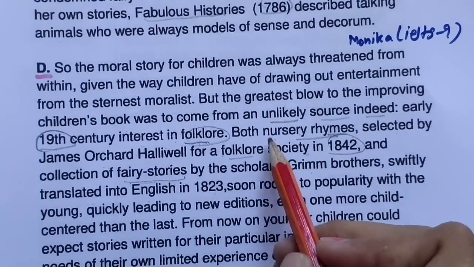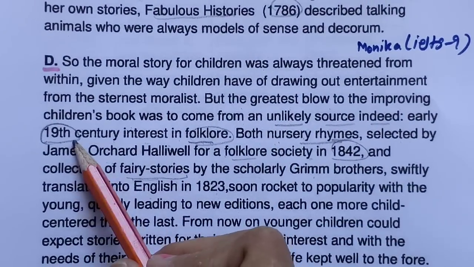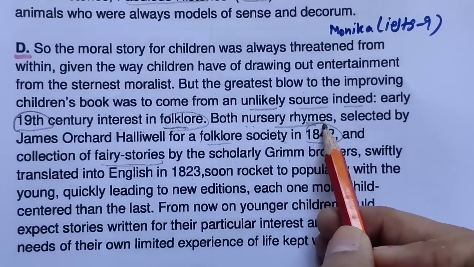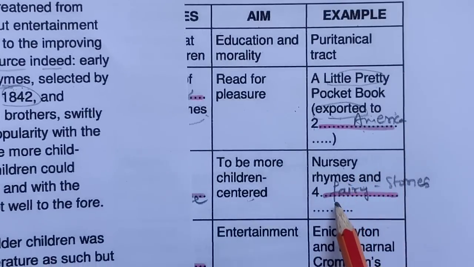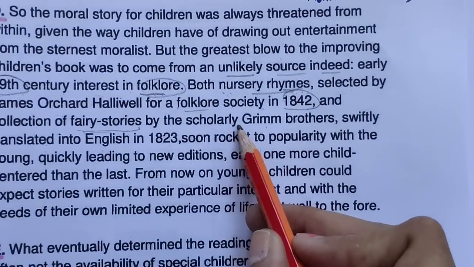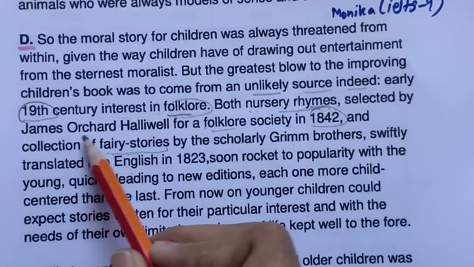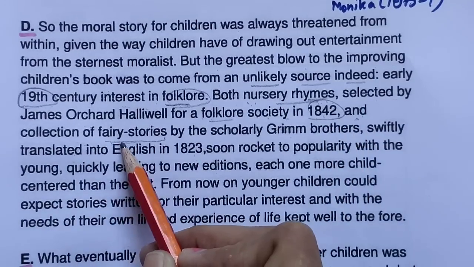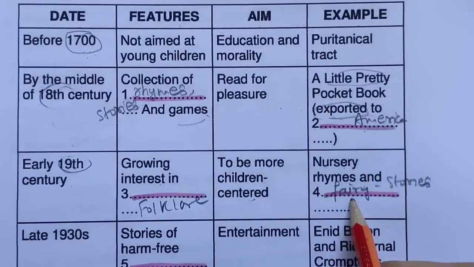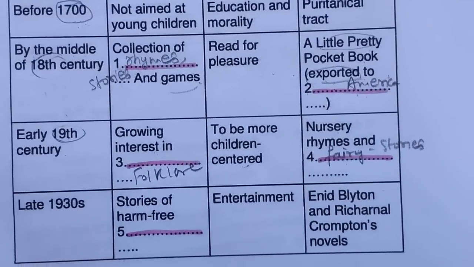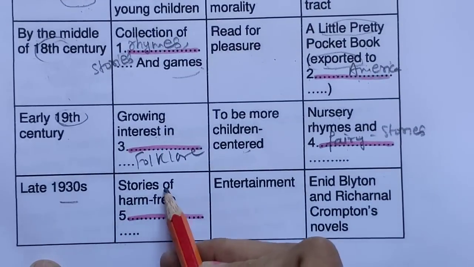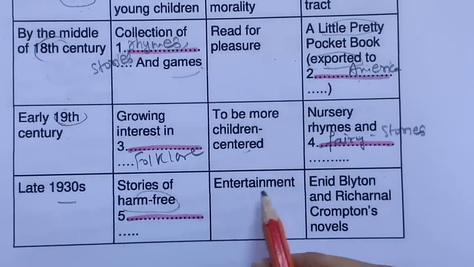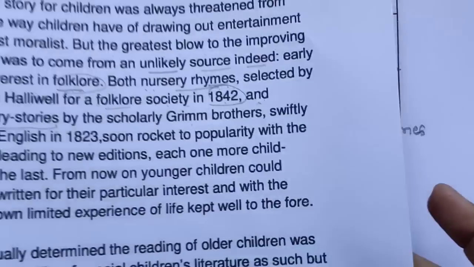See here, the sentence started with 19th century, growing interest in folklore. Both nursery rhymes, we were looking for this word for this fourth number, and the word they have used is selected by James for a folklore society in 1842 and collection of fairy tales. So we have written fairy tales over here. Now coming to late 1930s. Okay, stories of Humphrey entertainment, and this person's name should be there.